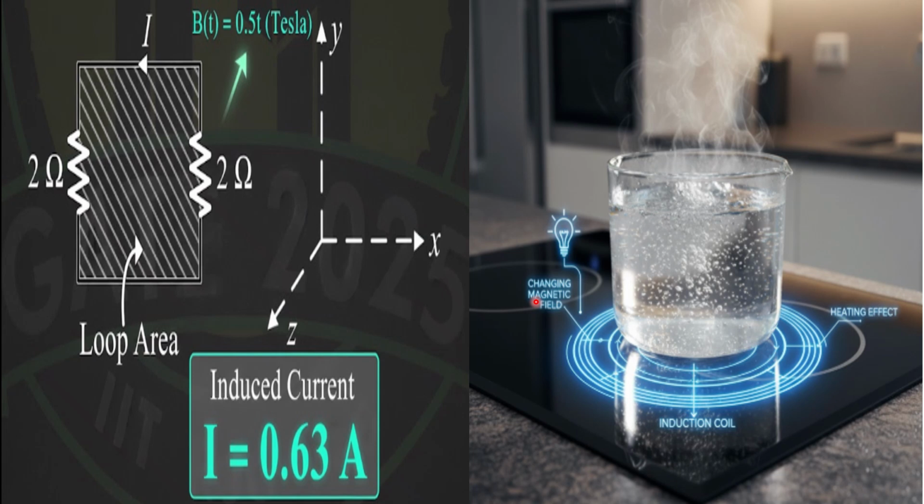So how will we find it out? Here, the two different resistances are already given in our question, and the changing magnetic flux is given as B(t) equals 0.5 t Tesla. Once we find the induced voltage, we divide by R and get the current. How we calculate the voltage is the challenging task. Finally the current will be I equal to 0.63 ampere. So let's dive into the details of the solution.